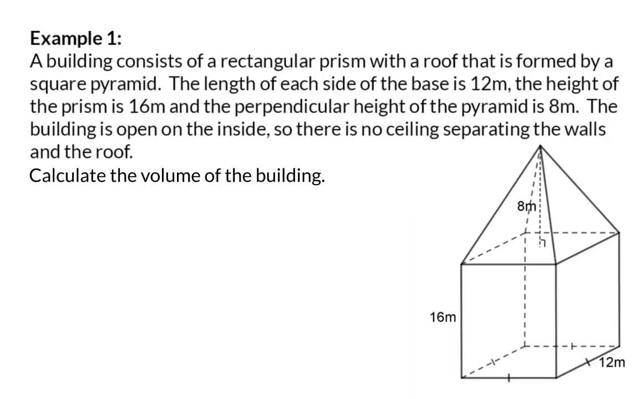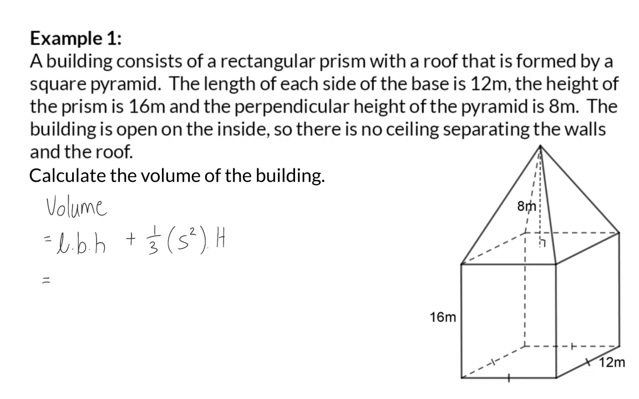In example 1, we again have the building consisting of a rectangular prism and a square pyramid. So, to determine the volume of this building, we have our rectangular prism, which will be length times breadth times height. And to this we add our square pyramid, and the formula for that volume is a third multiplied by the base, which in this case is a square, so that's side squared, multiplied by the height of the pyramid.